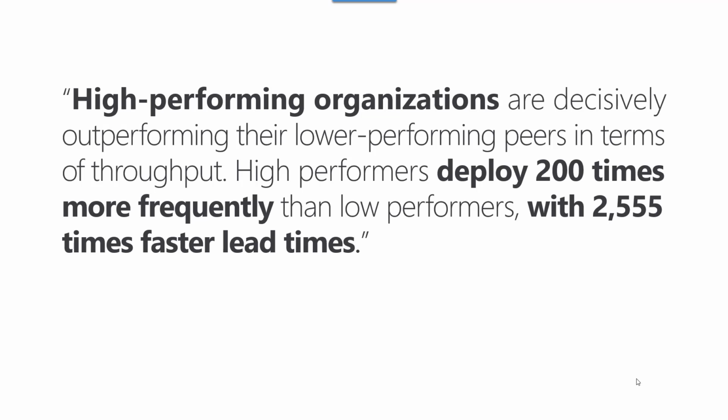Also, the company at the top has a faster lead time, 2,555 times faster than the company at the bottom. The lead time is the duration between starting work on the requirement and deploying this requirement to production. So for example, if it takes 1 hour from beginning to end to complete one requirement, the company at the top will take 1 hour, then the company at the bottom will take 2,500 hours.